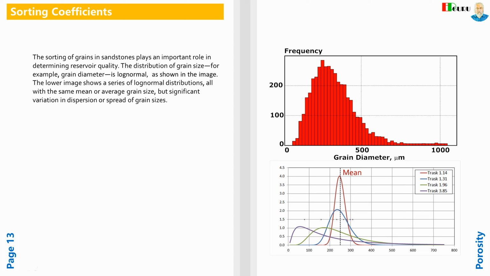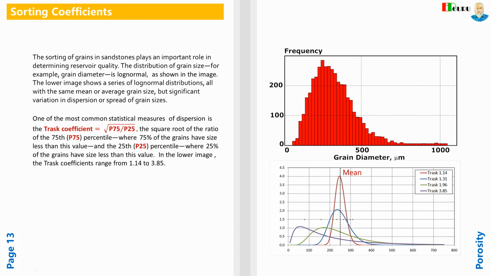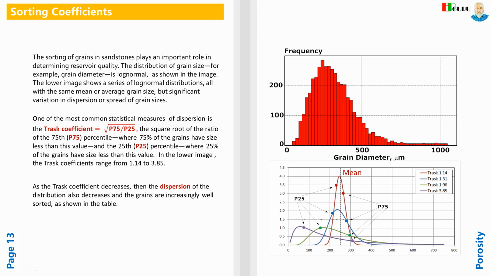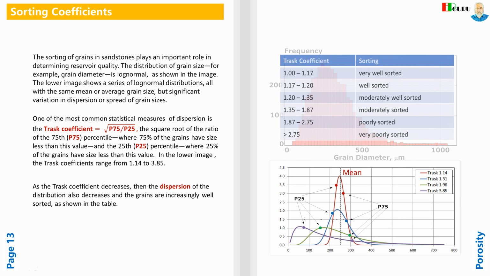One of the most common statistical measures of dispersion is the Trask coefficient, the square root of the ratio of the 75th percentile, where 75% of the grains have size less than this value, and the 25th percentile, where 25% of the grains have size less than this value. In the lower image, the Trask coefficients range from 1.14 to 3.85. As the Trask coefficient decreases, the dispersion of the distribution also decreases, and the grains are increasingly well sorted, as shown in the table.